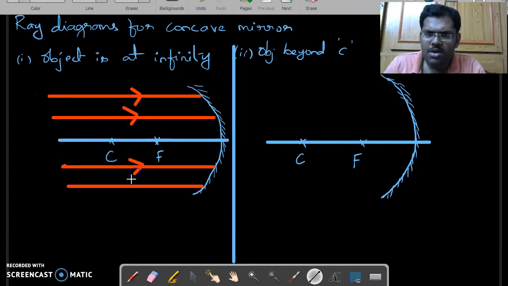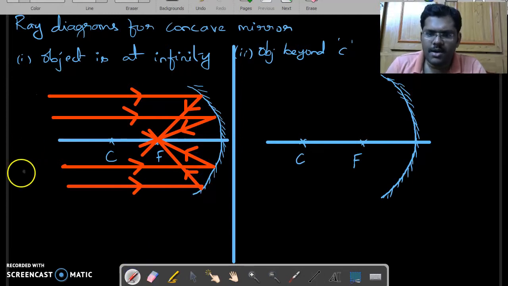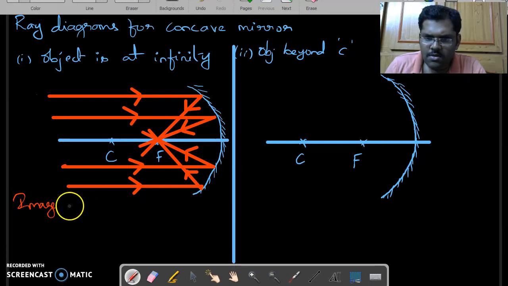All of them are incident on the concave surface. As we know from the rules for drawing ray diagrams, any ray passing parallel to the principal axis passes through the focus. So all these rays will pass through the focus. They all meet at a point, and that point is the focus. So this is the first ray diagram: the image is formed at the focus.